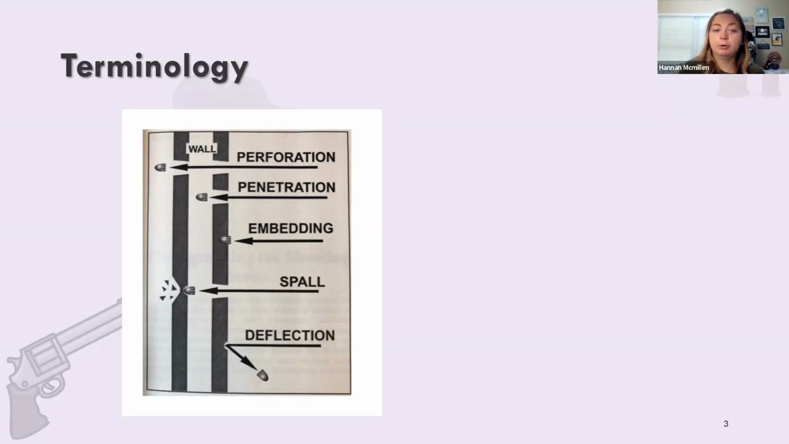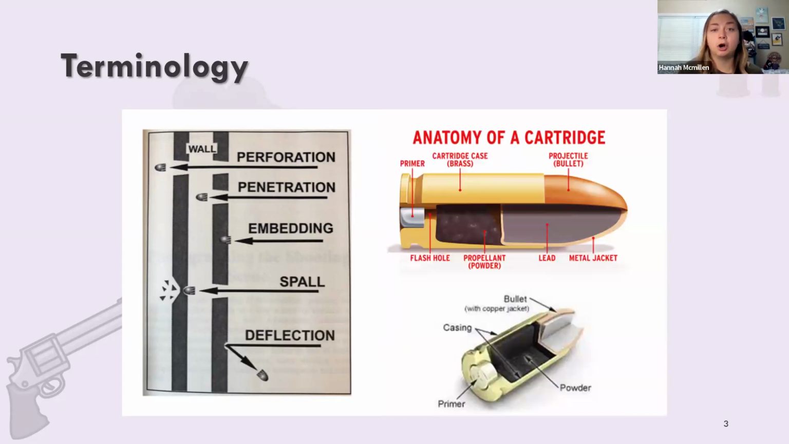Before we even can get into firing a bullet or having a fired projectile, we have to understand the anatomy of a cartridge, or a complete unfired projectile. That's the bullet as well as the cartridge case combined together. In the anatomy of a cartridge, there is a primer, and the primer is what is struck in order to allow for the bullet or the projectile to travel through the firearm.